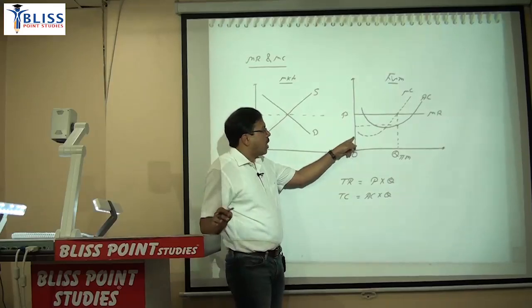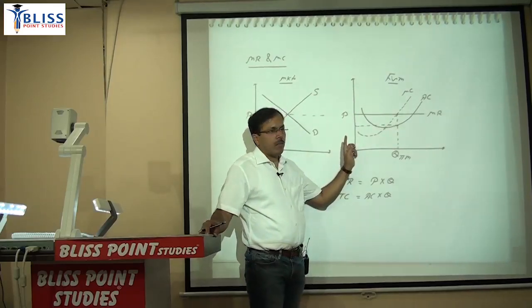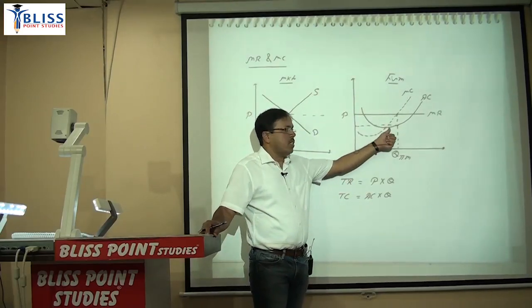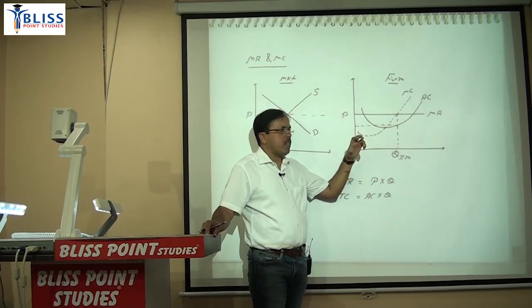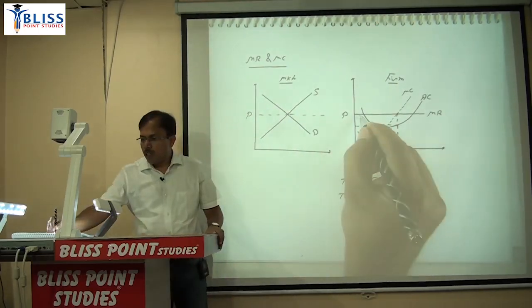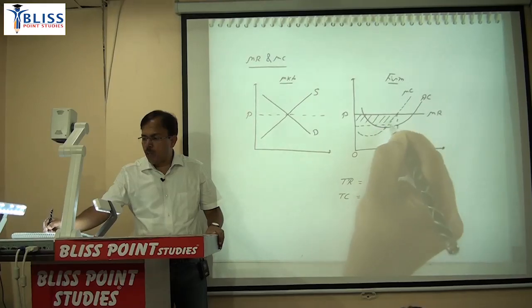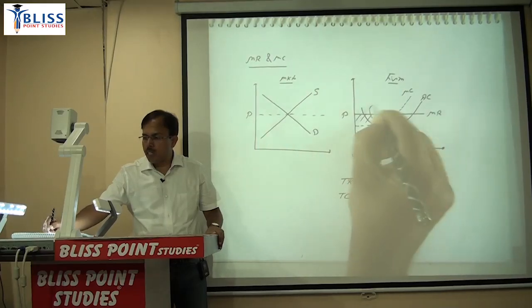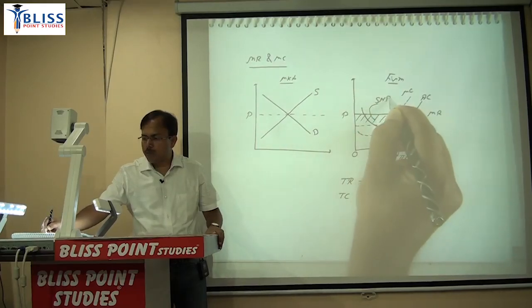So this larger rectangle is revenue area. This smaller rectangle is cost area. So difference of revenue and cost is profit. So this area represents supernormal profit. So this area is for supernormal profit.